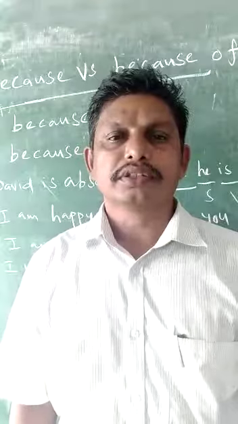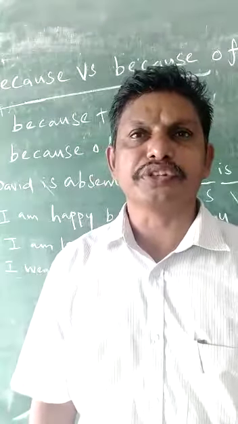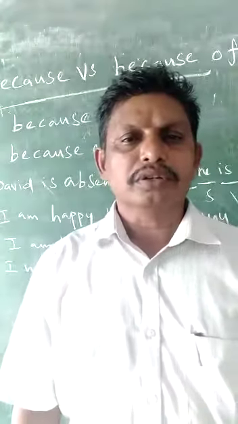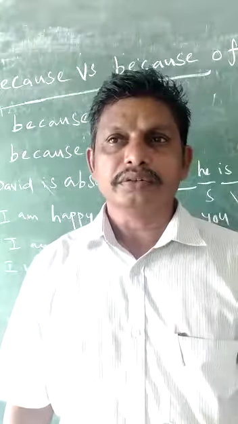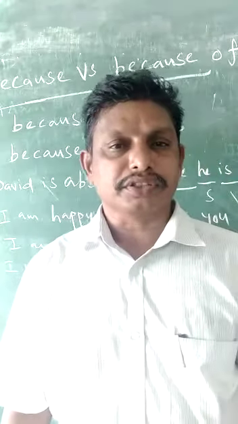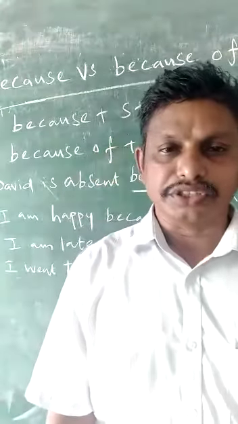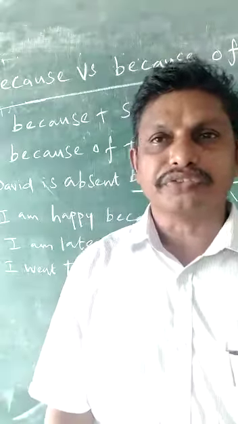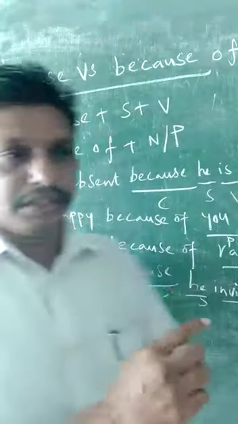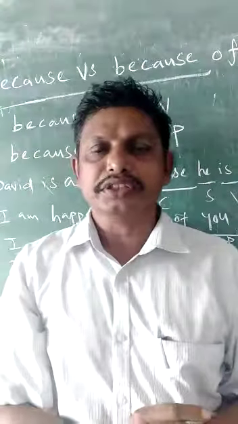In today's class, I am going to teach you the difference between because and because of. Both are not similar, but there is a little bit of difference in grammatical structures. Because is a conjunction and because of is a phrase. So, because is used as a conjunction here.